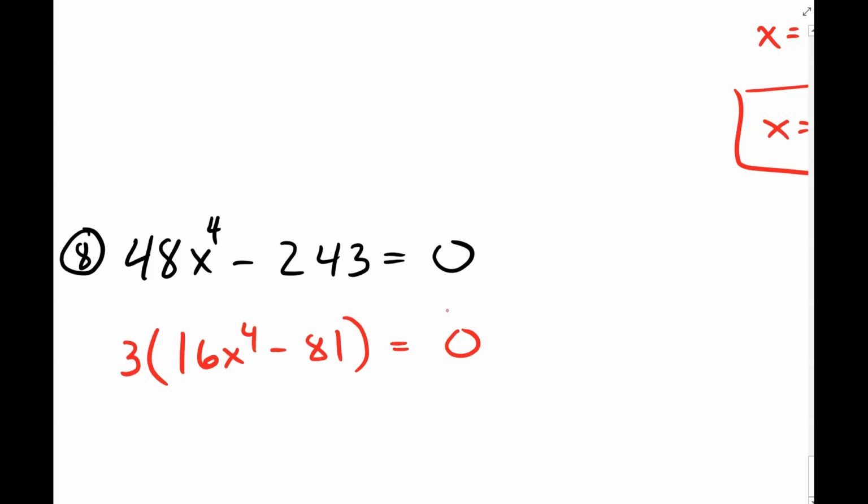All right, so this should have been your first step. See that? Okay. And then what do you see? That is 4. Isn't that exactly problem number 2? 16 to the 4th minus 81 is exactly problem number 2. So you do it the exact same way.